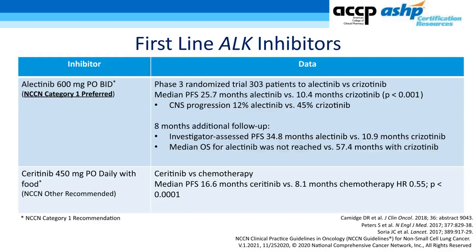I've added in 8-month additional follow-up data where it provided, again, an improvement in progression-free survival compared to crizotinib, as well as a not yet reached median overall survival for alectinib compared to 57.4 months with crizotinib. Additionally, on this slide is an NCCN other recommended option with ceritinib, which was studied against chemotherapy and was found to be beneficial for patients.